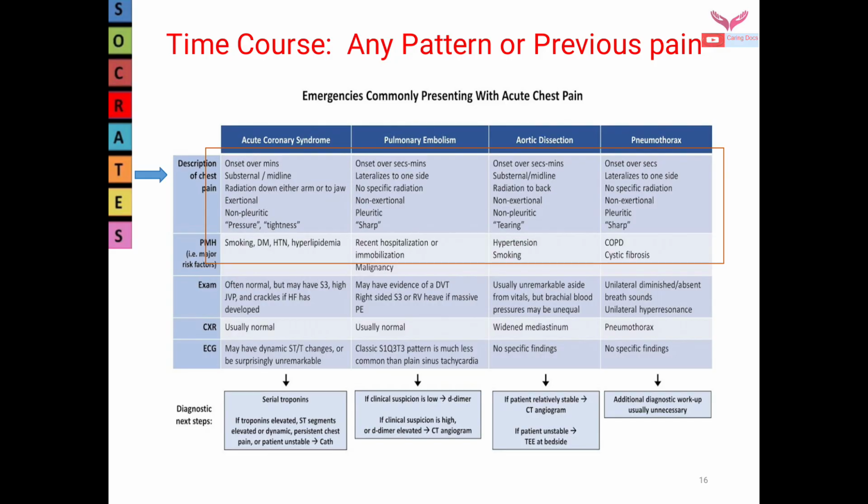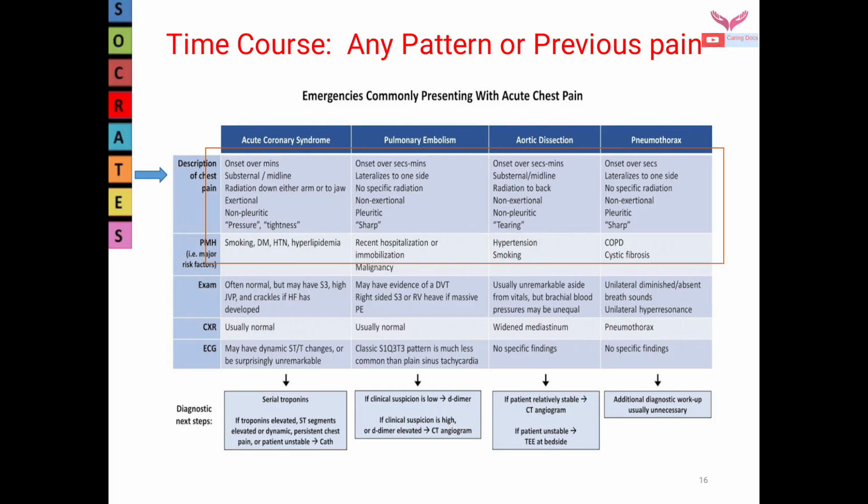Chest X-ray is usually normal. They may have dynamic ST-T changes or they may be absent. If ECG is normal, we can do serial ECGs and troponin level. If troponin levels are elevated, ST segment is elevated, and patient has persistent chest pain, then we have to shift the patient to cath lab.